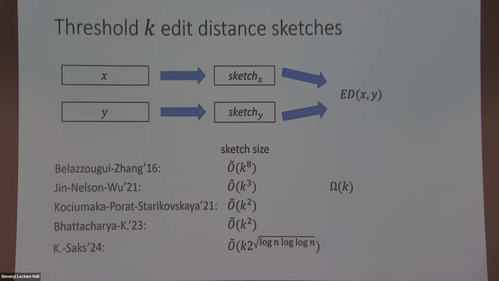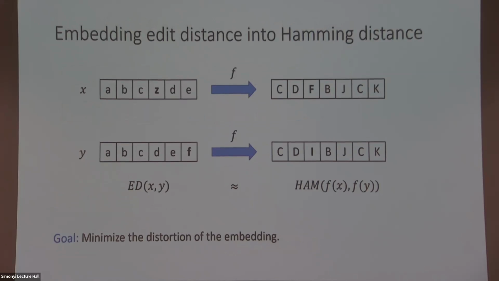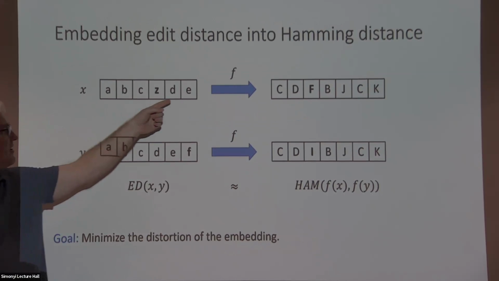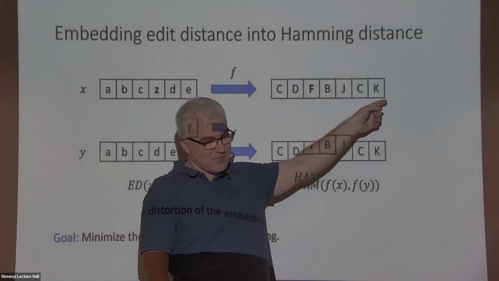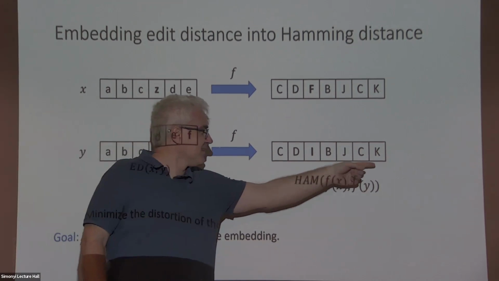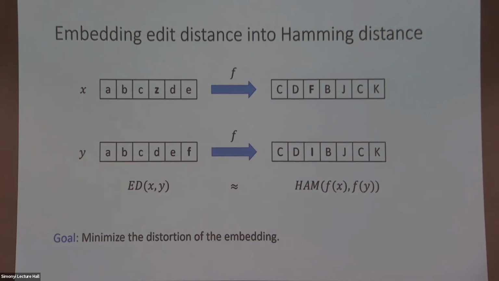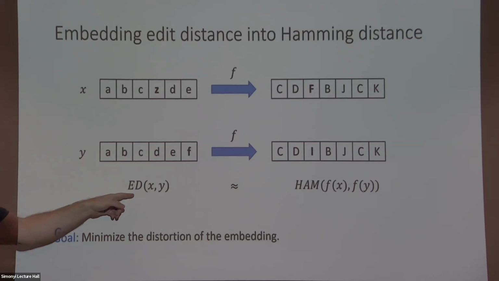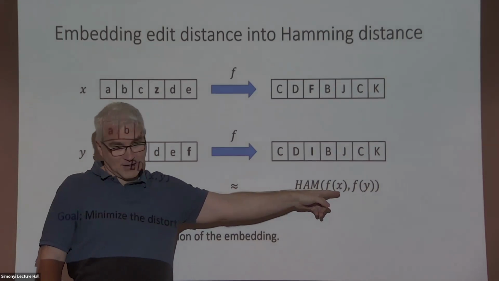The most efficient thing you could hope for in general would be some kind of embedding of edit distance into Hamming distance, or L1 norm. So I would like some magic function f, which takes a string x and maps it to some other string, maybe over some other alphabet, I don't care. And it will take a string y and map it to some string. And magically, the edit distance of x and y will translate into the Hamming distance of f(x) and f(y).